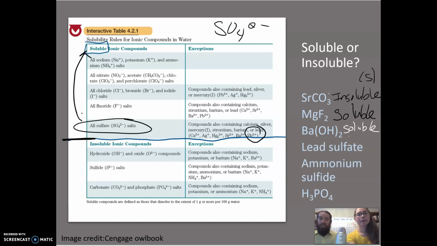So this is not soluble. The sulfates usually are, but there are some exceptions. Lead sulfate is an exception. That is insoluble.